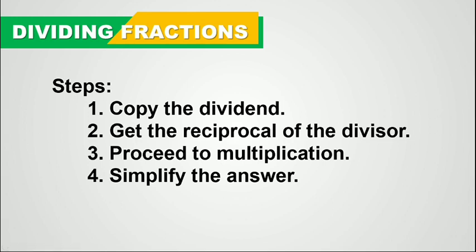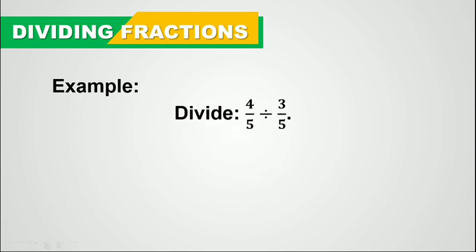For example, let's divide 4/5 by 3/5. Again, first copy the dividend, 4/5, and then get the reciprocal of the divisor. The reciprocal of 3/5 is 5/3, and then proceed to multiplication. Multiply them, and apply the rules in multiplying fractions.